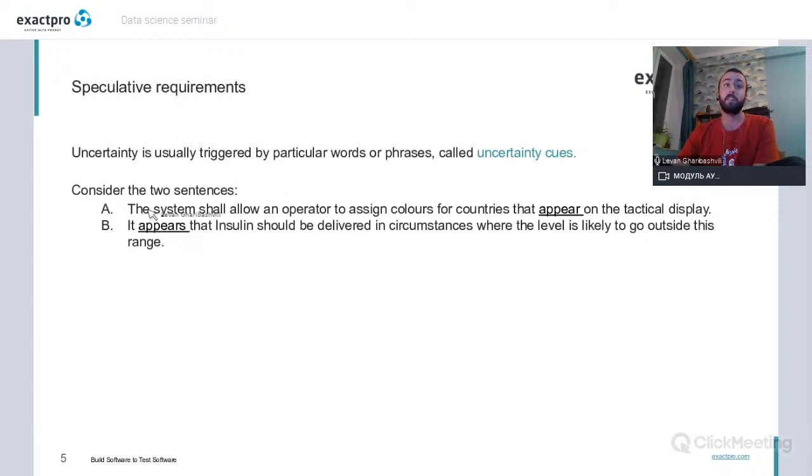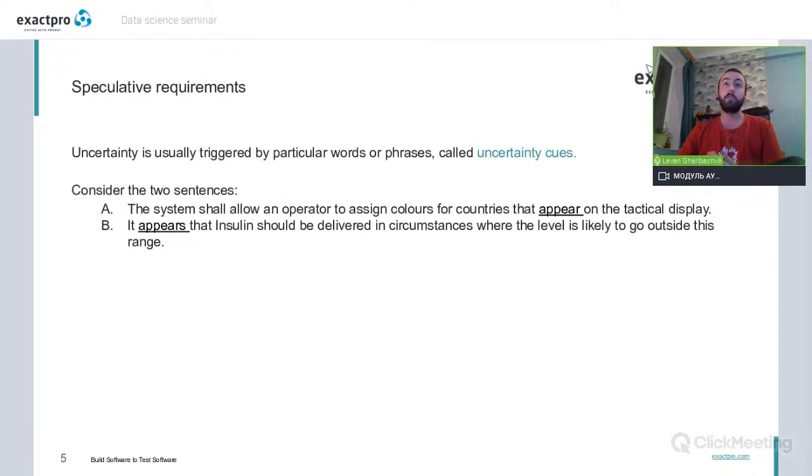So in the first sentence, we just have this appear. These countries appear. So we don't have any uncertainty here. And yes, Daria, that is the correct answer. Here we have it in a different context. It appears that insulin should be delivered. So it means that there is some kind of uncertainty. It is not a strong uncertainty, but still we have a little bit of uncertainty here, whether or not the insulin should be delivered.